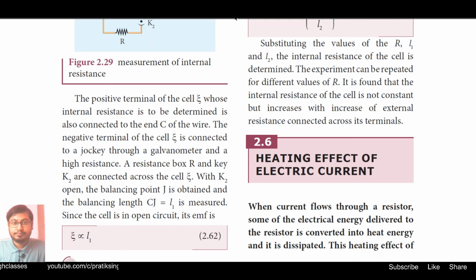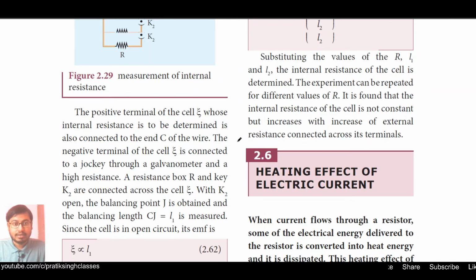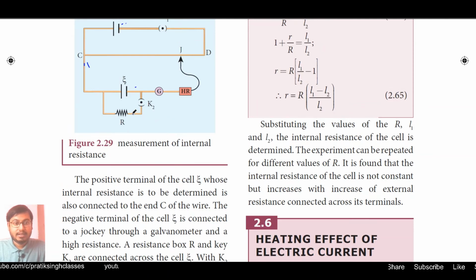Alright, fine. A resistance box R and key K2 are connected across the cell Xi. As you can see here, a high resistance is connected with a key K2 to this cell Xi.